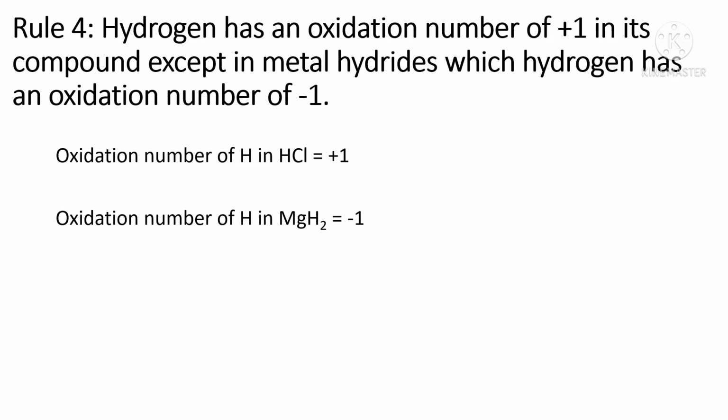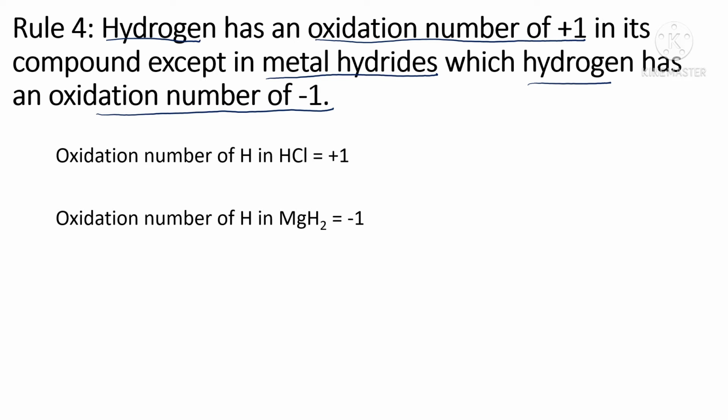Rule number 4 is on hydrogen. Hydrogen has the oxidation number of +1 when it is in a compound, except when it is combined with a metal to form a metal hydride. In a metal hydride, the oxidation number for hydrogen will be equal to -1.